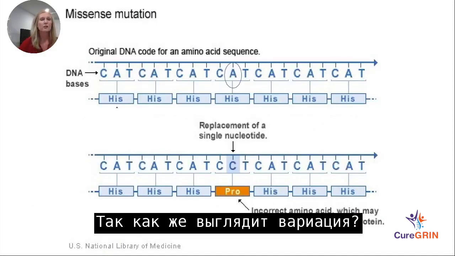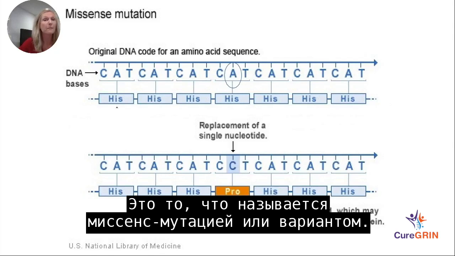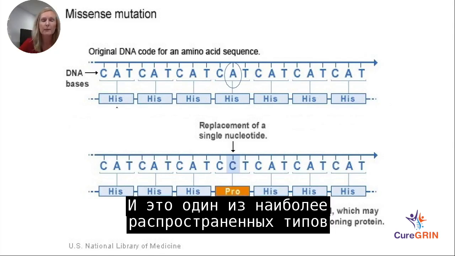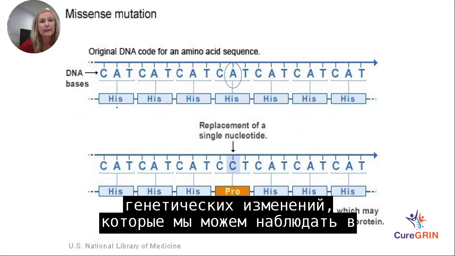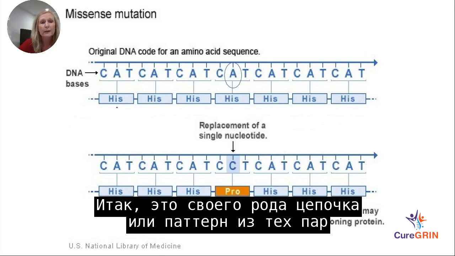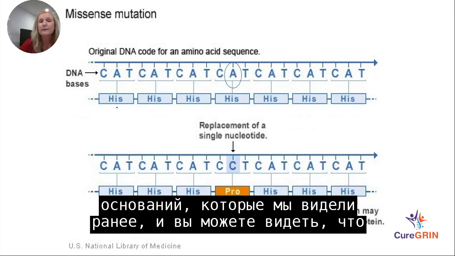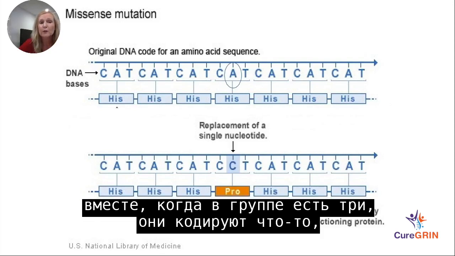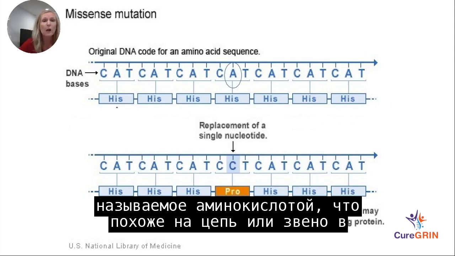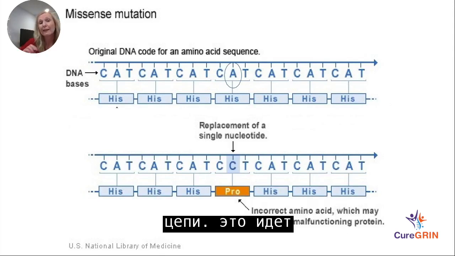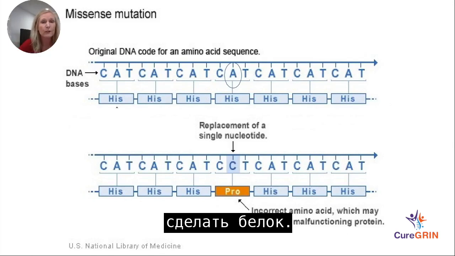So what does a variation look like? This is something called a missense mutation, or variant, and it is one of the most common types of genetic changes that we can see in the case of the GRIN genes. This here is a string or pattern of those base pairs that we saw previously. When there are three in a group, they code for something called an amino acid, which is like a link in the chain that makes the protein.